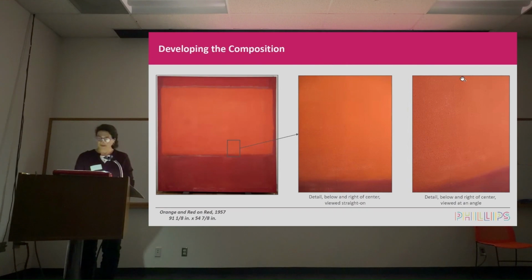The drips are very subtle. You can kind of see them here in this angled photo. They may be in or just beneath the surface layer. It's very difficult to tell.